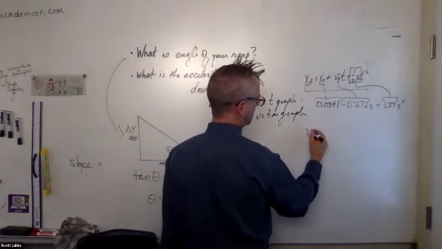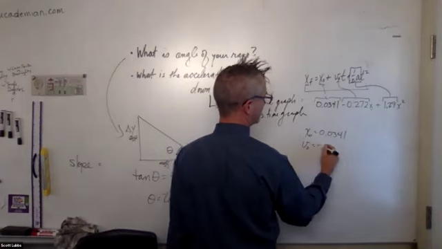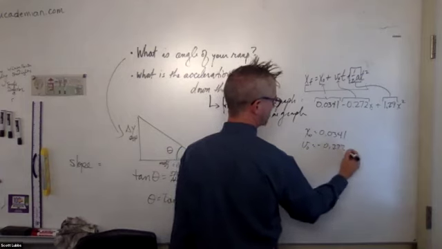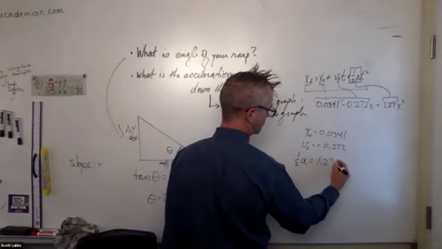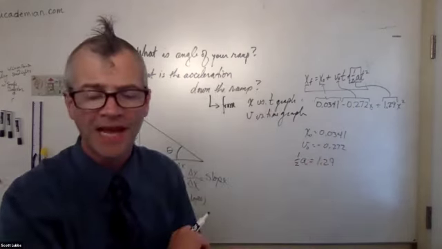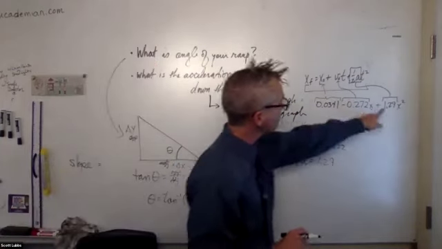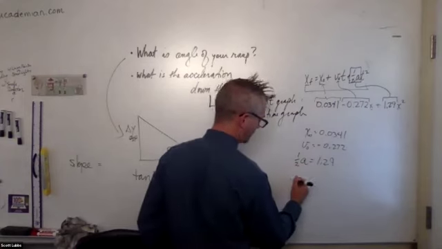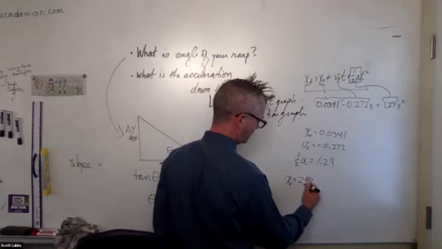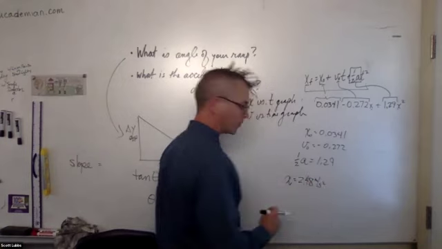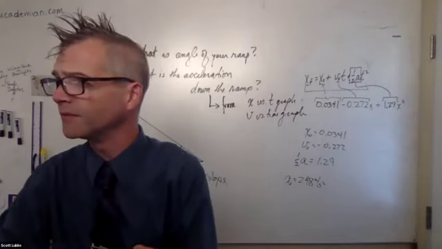And then 1.29 is this number here, the coefficient. So x naught is 0.0341, v naught is negative 0.272, 1/2 a is 1.29. A is not 1.29. The coefficient is not a, the coefficient is 1/2 of a. So my acceleration is 2.48 meters per second squared from the graph.